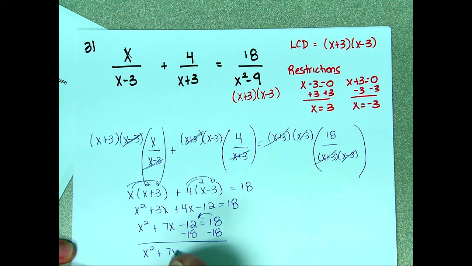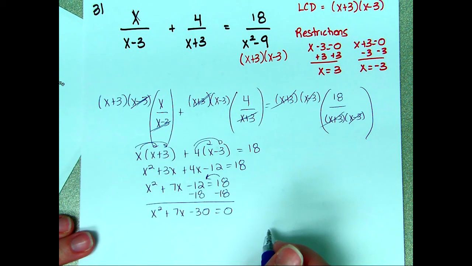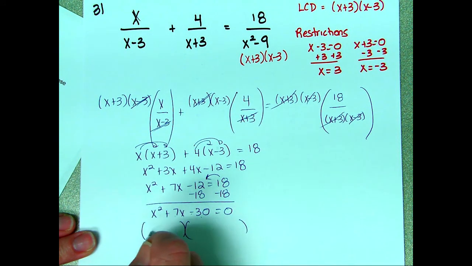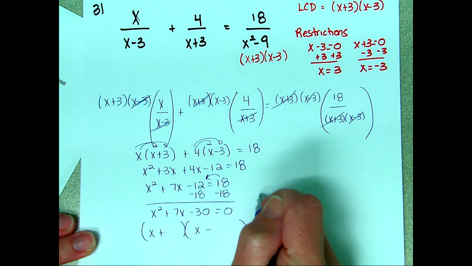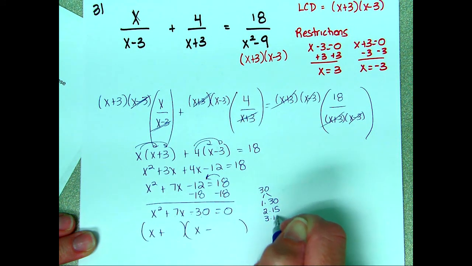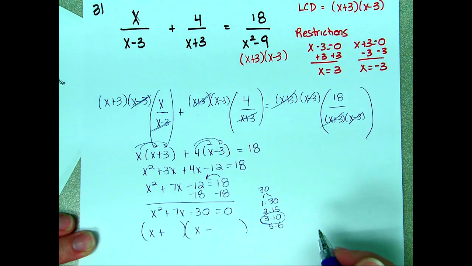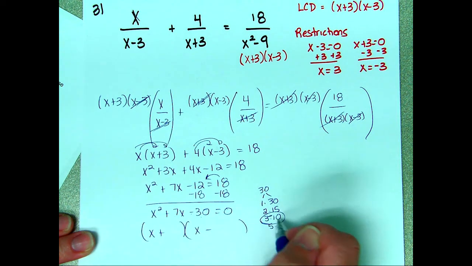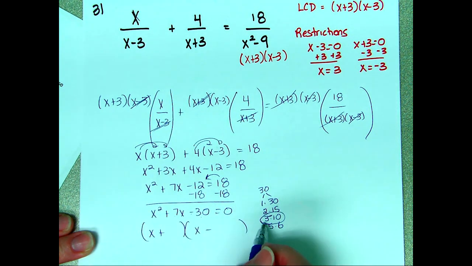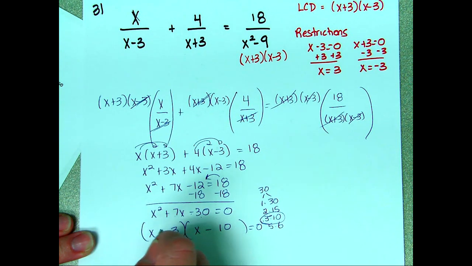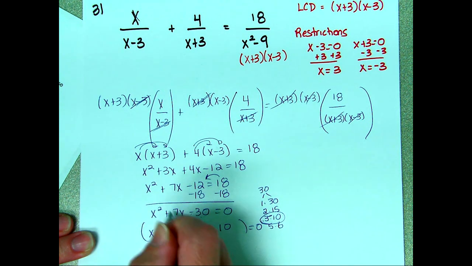I now factor. What two numbers multiplied together give me 30, but subtracted will give me a 7? We have x plus, x minus. Well, I know factors of 30 include 1 times 30, 2 times 15, 3 times 10, and 5 times 6. 3 times 10 is 30. Positive 3 times a negative 10 would be a negative 30. So negative 3 and a positive 10 will give me a positive 7. So we have x minus 3, x plus 10 equals 0.